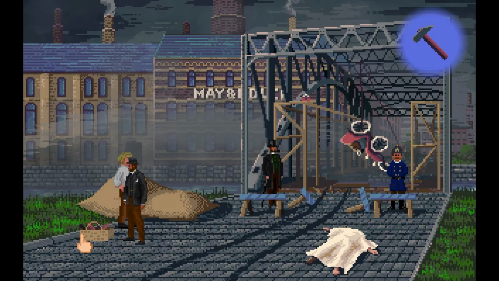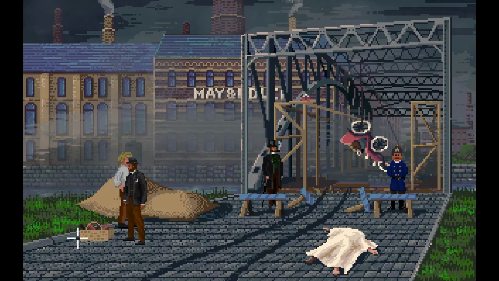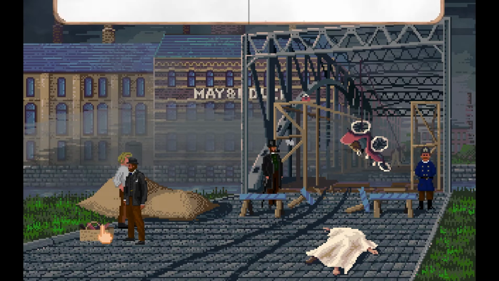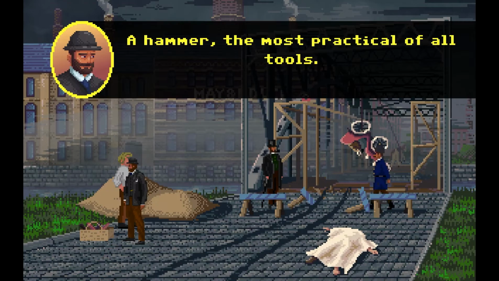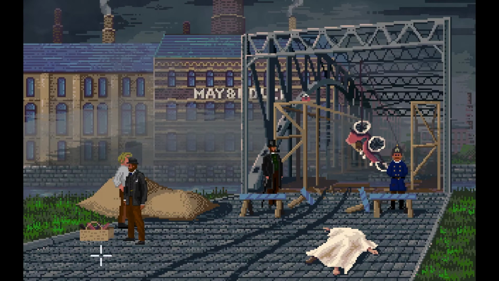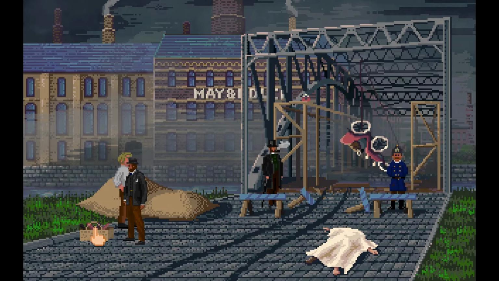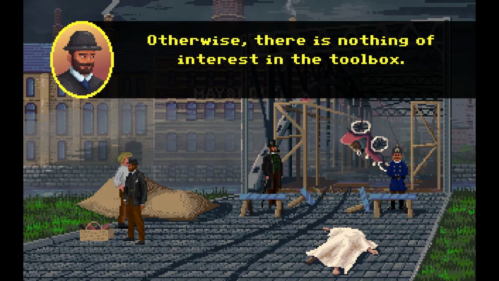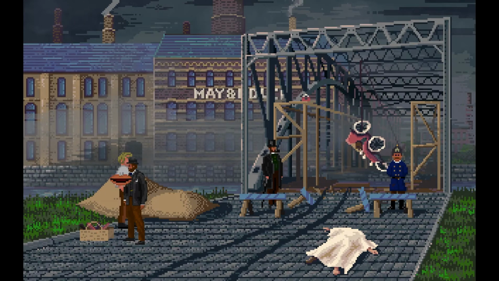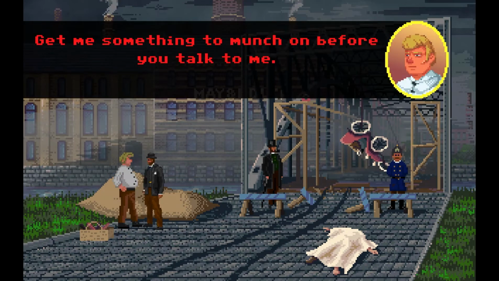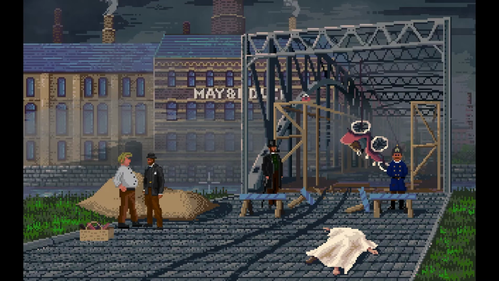Well, I just looked at that guy's portrait. Doesn't he look like Trump? So, we borrowed a hammer. Ein Hammer. Das praktischste aller Werkzeuge. The most practical of all the tools. I mean, I would say a screwdriver, but a hammer's good. Especially if you want to smash things. Nothing of interest. I want to look at him again. Looks a bit like Trump.